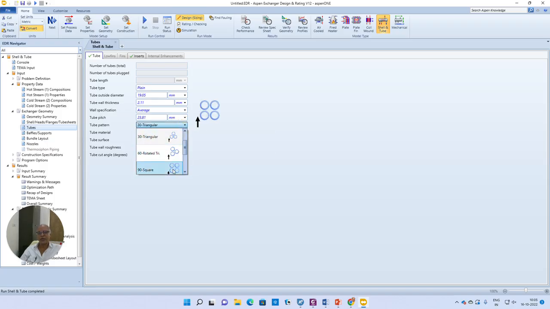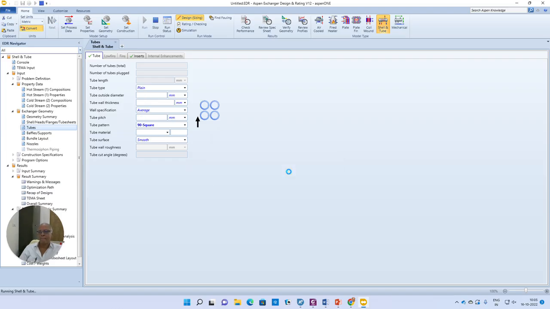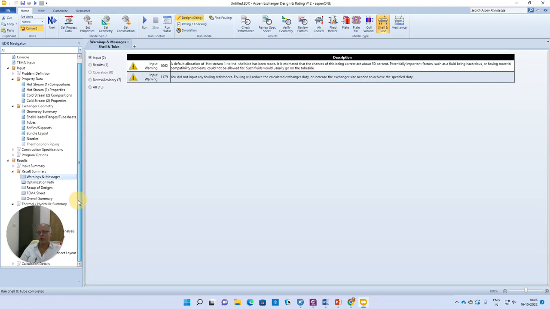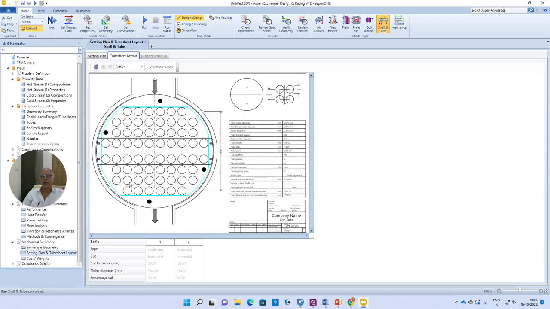Instead of triangular pitch, let me go for square pitch. You remember earlier we had a 1-1 exchanger involving 47 tubes when we were using triangular pitch. What will happen if I switch to square pitch? Probably we can go into setting plan. Now can you see that they are arranged in square pitch?